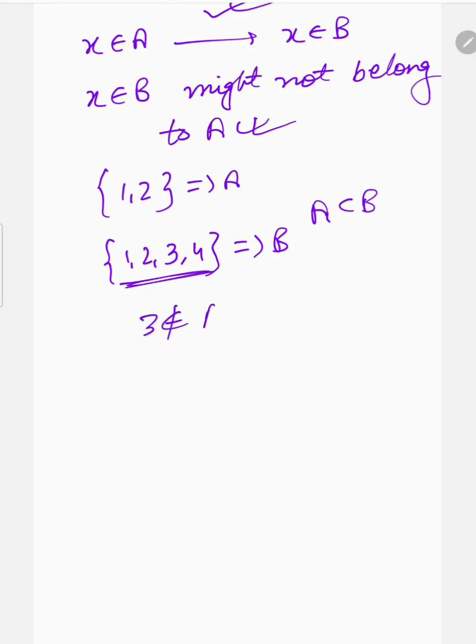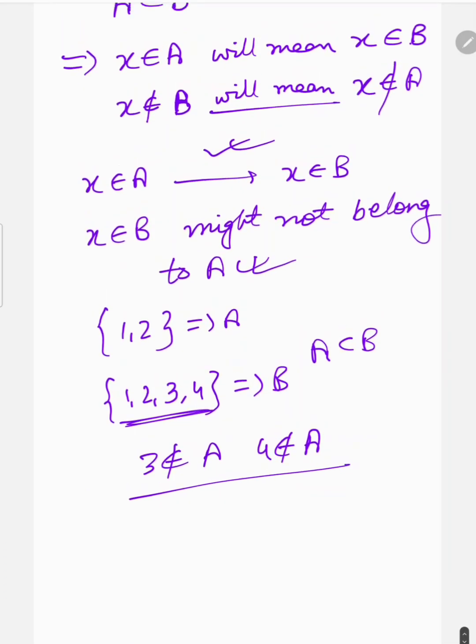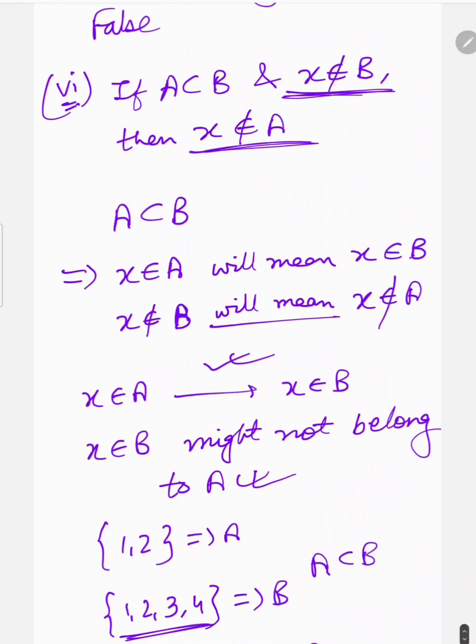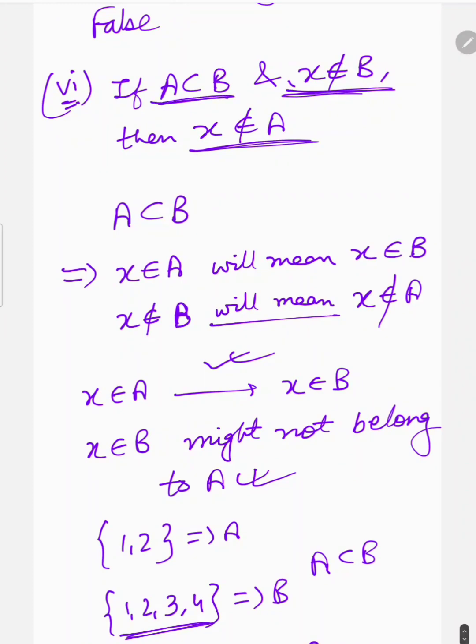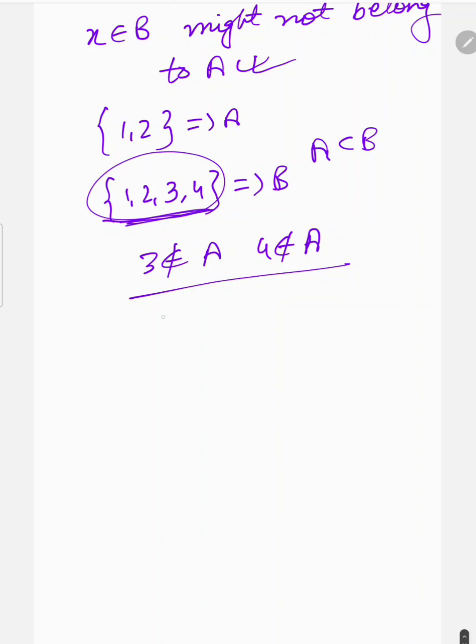Like 3 does not belong to A, 4 does not belong to A. Okay, because B is the superset, so it will have some more elements. But here it is asking that A is a subset of B and x does not belong to B. Means x does not belong to B. Let's say 5, which does not belong to B. Can it belong to A? No, it can never be.